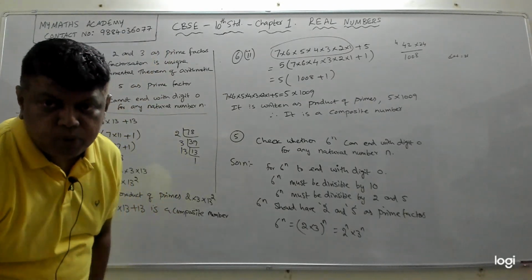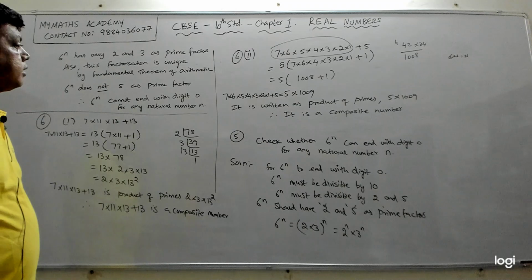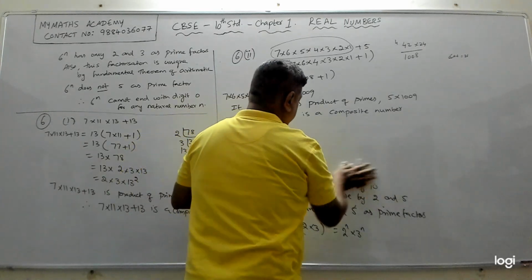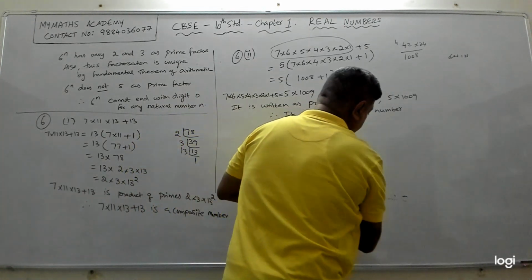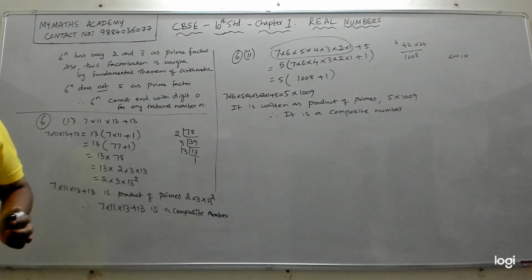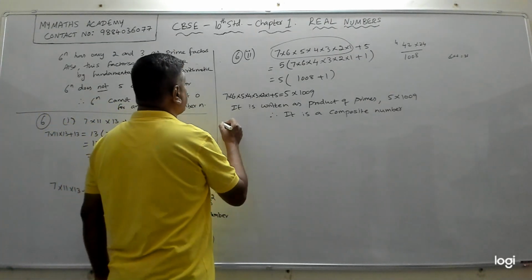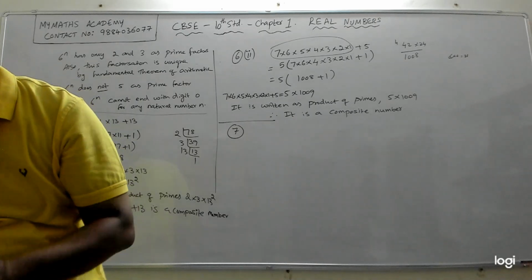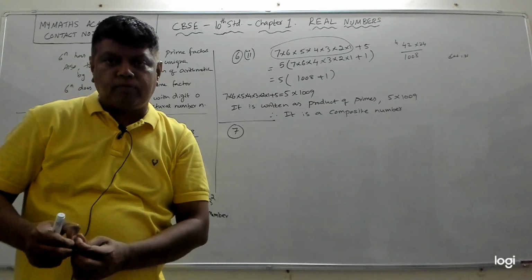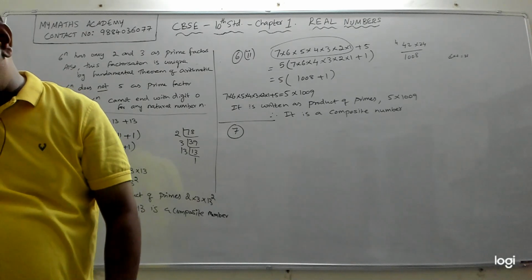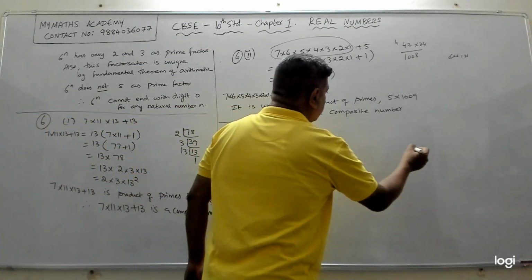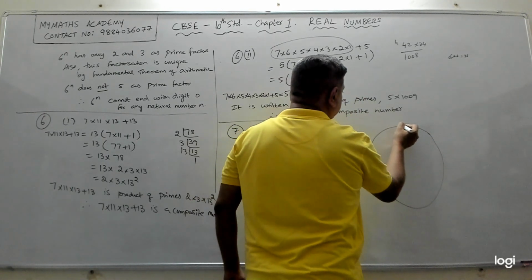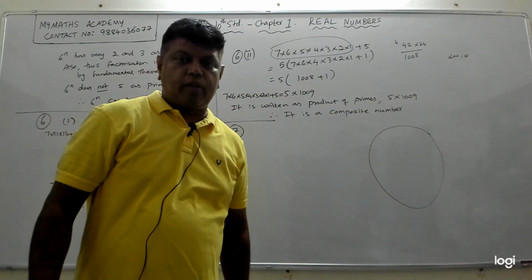Fine. Now let's go to the seventh problem in exercise 1.2. What it says is there is a circular path around a sports field. Suppose there is a circular path like this. Fine.